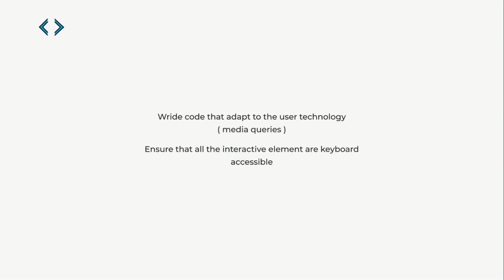Now, read content that adapts to the user's technology. Here I'm not spending much time again, because we talked about media queries and about the different kinds of devices, where you can choose a different style for each, and make sure that your product, your website, looks good on all of these devices.